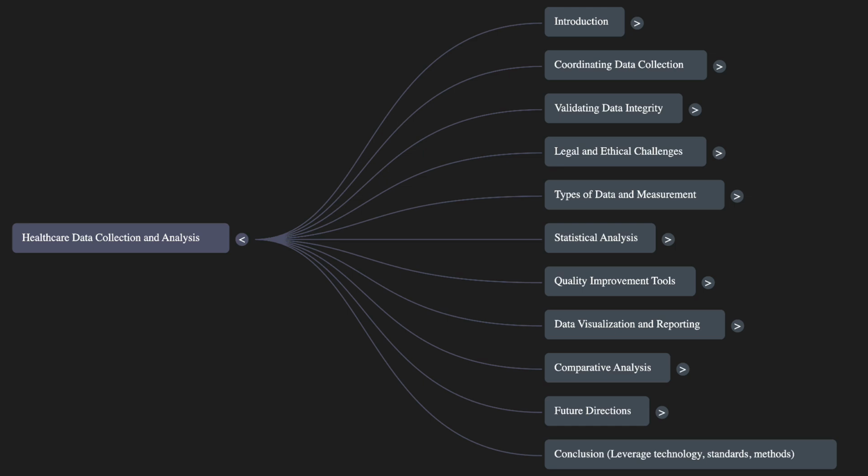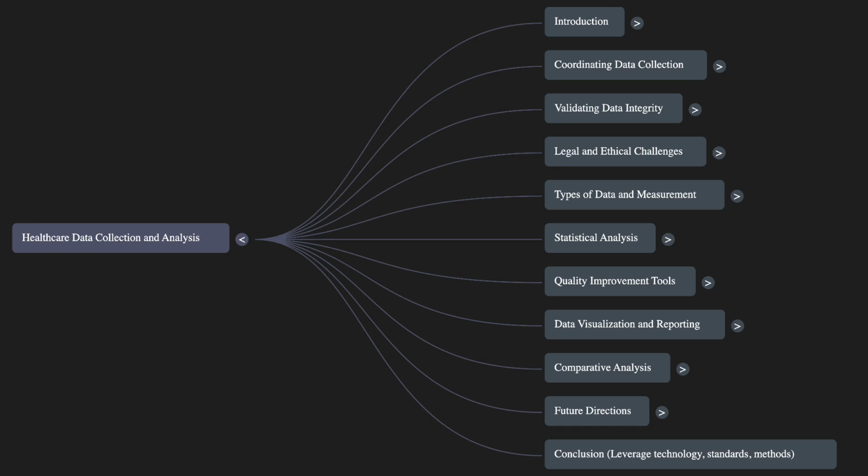Okay, now let's connect this analysis back to practical improvements. Healthcare is constantly trying to get better. What tools help analyze data specifically for quality improvement, or QI? Right, there's a whole toolkit for QI. These tools are often very visual and help teams understand processes, identify problems, and track changes over time. What are some common ones?